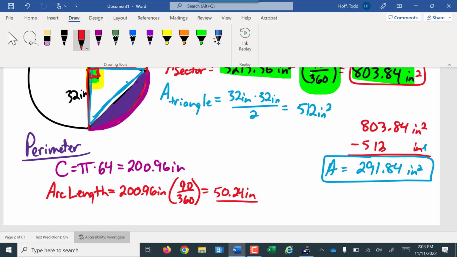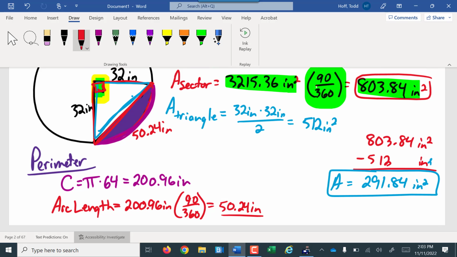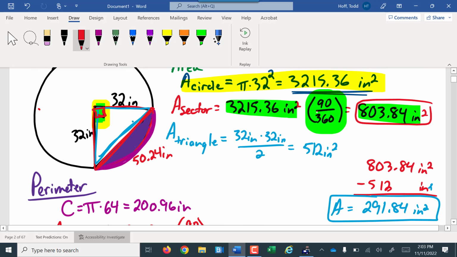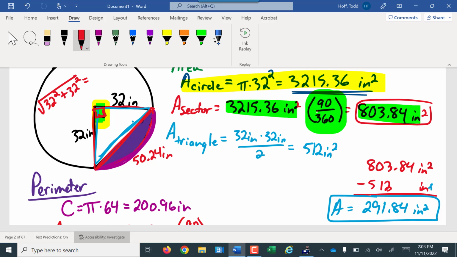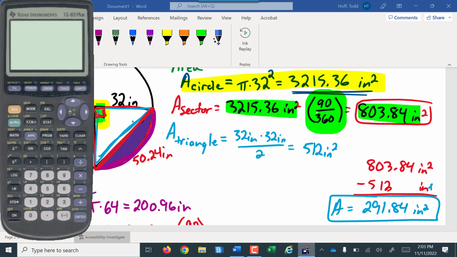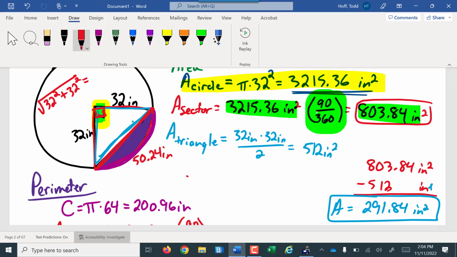So then to find the full perimeter, this is 50.24. Then there's only one other side to it. That's this piece over here that we do have to calculate by using square root of 32 squared plus 32 squared. 45.25.